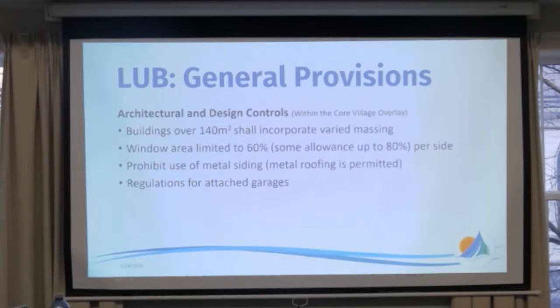So what this says here is by default, you can go up to 60% of the total wall area could be covered with windows. And in some cases, you could go up to 80%. In order to get from the 60 to the 80%, basically, you have to show that the windows are broken up into panes with mullions and dividers. And again, that's to reflect that traditional window look.